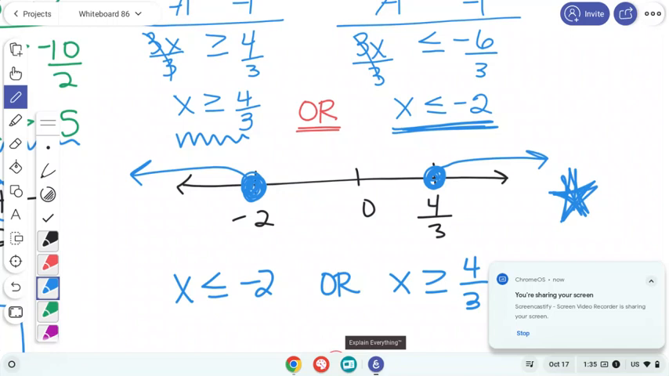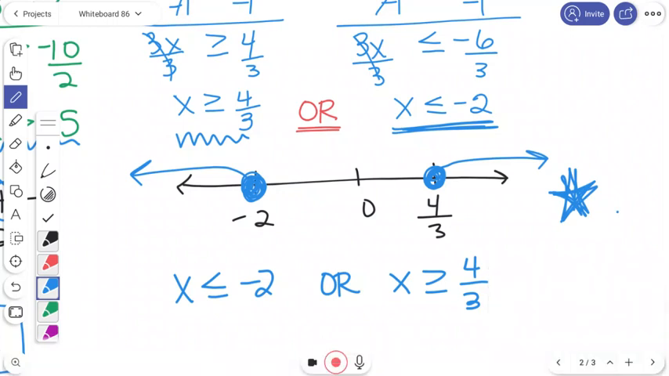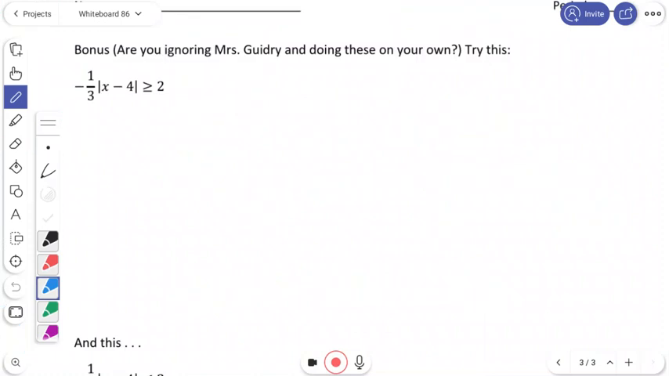All right, here is the bonus version of solving absolute value inequalities. So were you kind of ignoring me when I was going over the first couple of problems? Was it easy for you to do on your own?